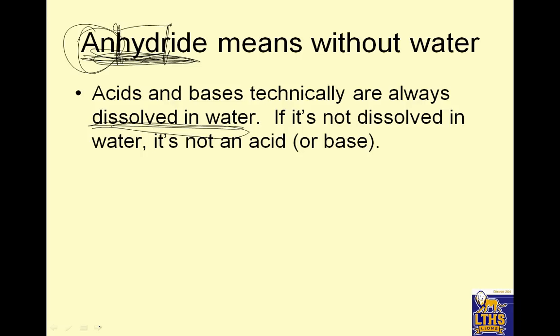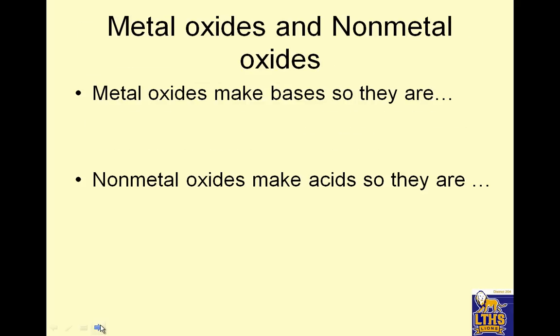So anhydride means without water, so this means before I add water to it, what will it be? Metal oxides and non-metal oxides, these are going to be my anhydrides. Metal oxides make bases, so they are base anhydrides. Non-metal oxides make acids, so they are acid anhydrides.